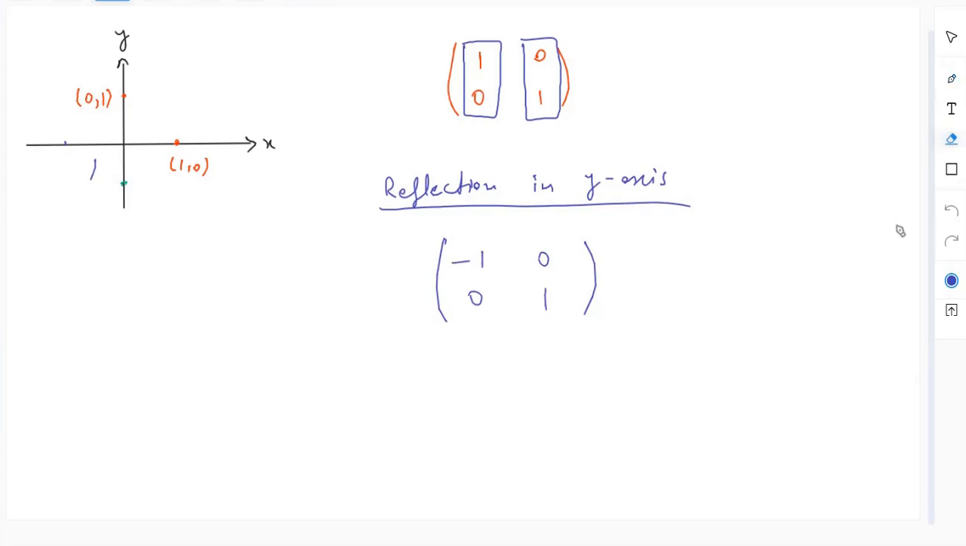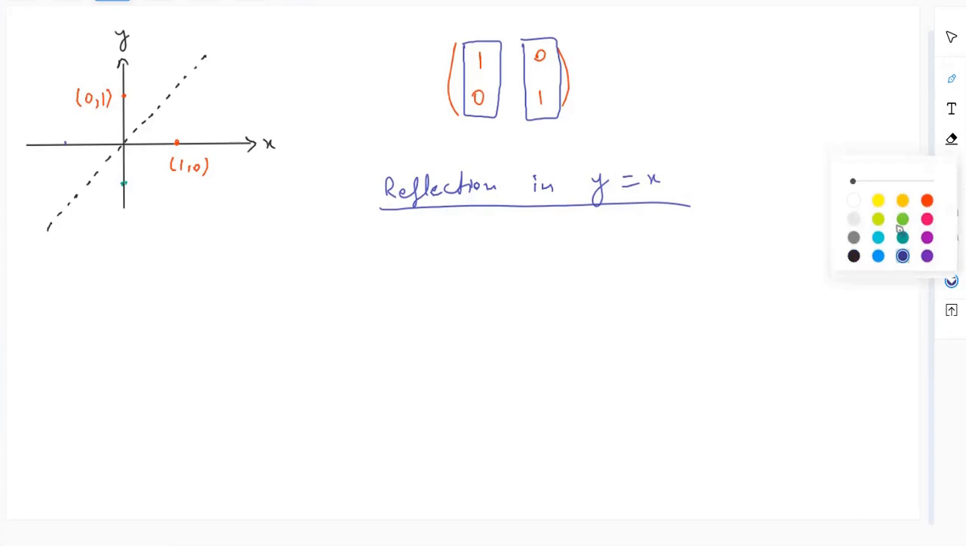Let's move on. What happens when you reflect something in the line y equals x? Let's do that. Reflection in y equals x. What kind of line is y equals x? This line is basically this diagonal line that passes through the origin. It has gradient one. Now let's reflect in this line. When you reflect in this line, what will happen to your points?